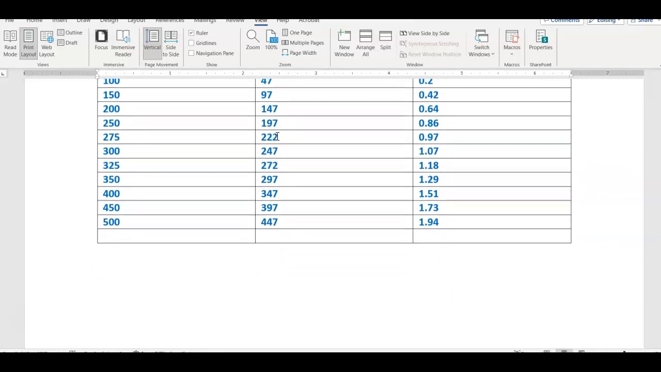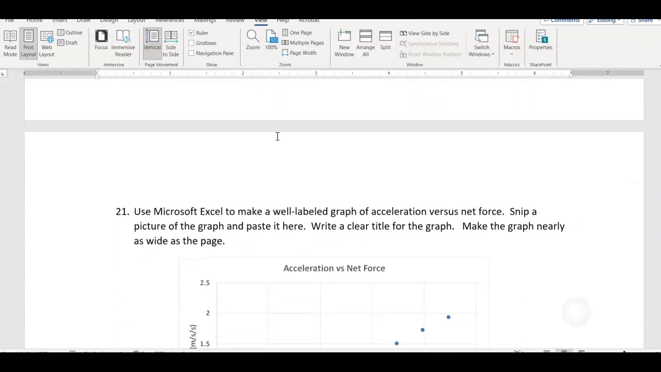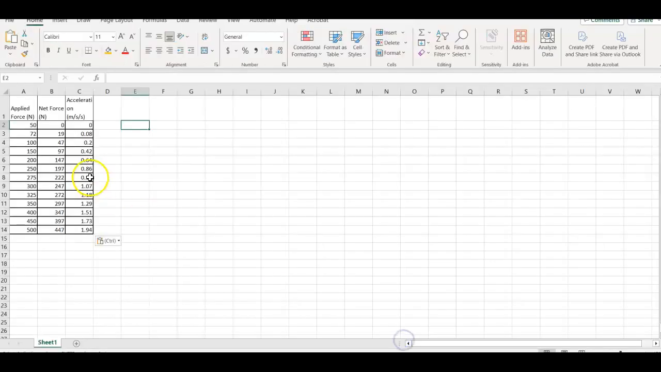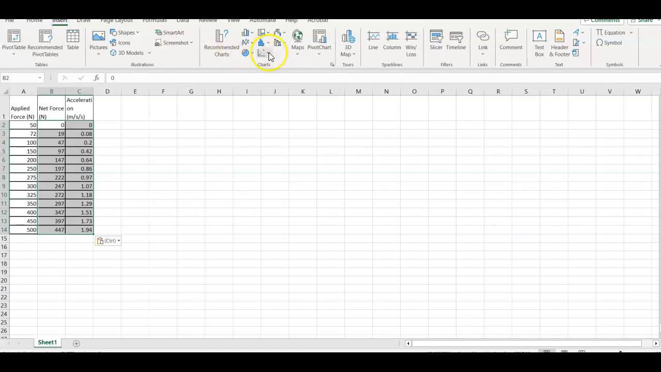Once I have all of the data for Table 1, I'm going to use Microsoft Excel to make a graph of acceleration versus net force. Of course, the first step is to put my data into Excel, and I've done that. Here is my data from Table 1, including the headers, in Excel, and now I'm going to make a scatter plot of acceleration versus net force. I'm going to choose those two columns and insert a scatter plot.